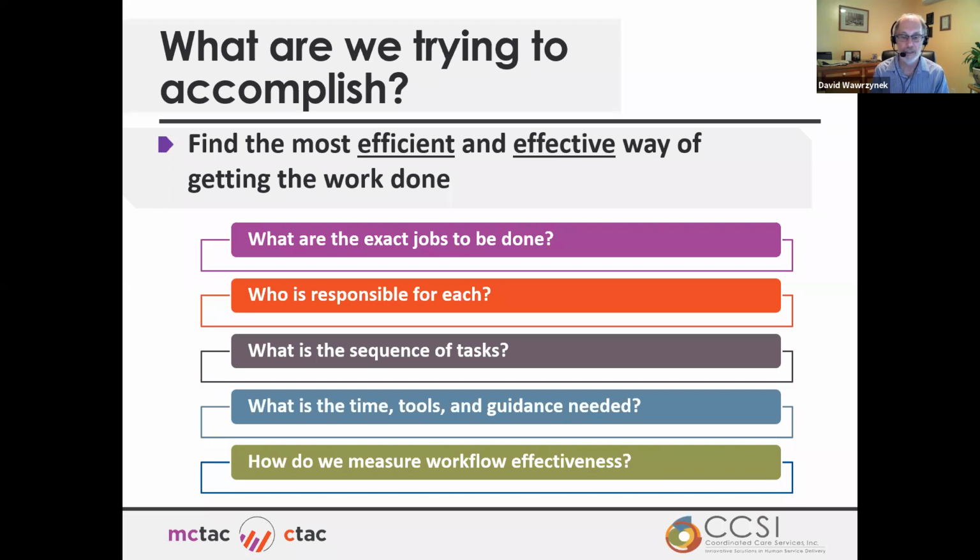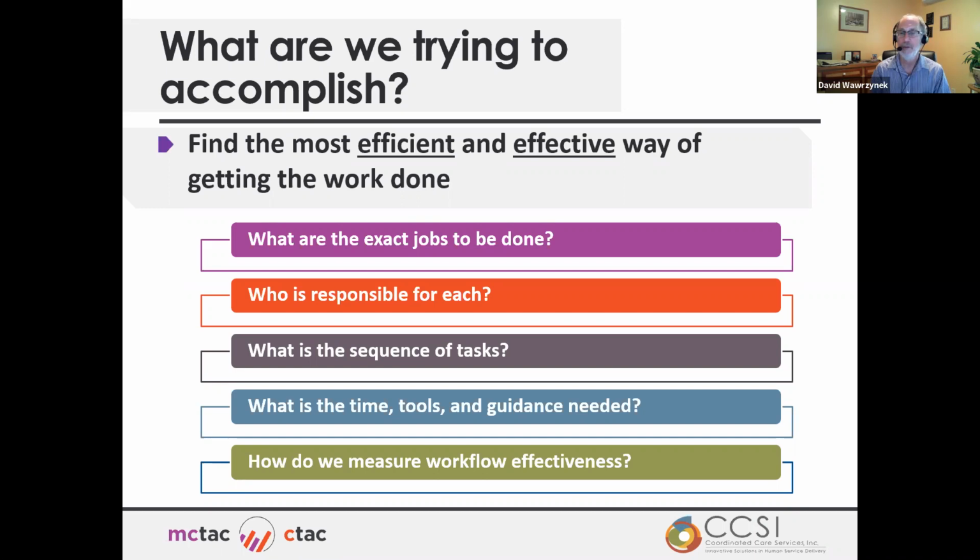Well, guidance can be in different forms. Guidance can be in a policy and a procedure. Guidance can be in a job description. The guidance could be in mandatory training. So not only do we need to understand what are the jobs, who's responsible, what's the sequence, but what's the infrastructure that we need to build around this workflow to make sure it's effective.